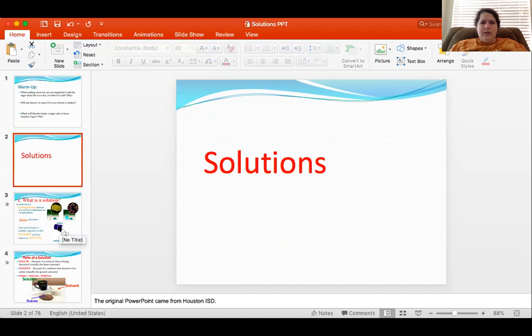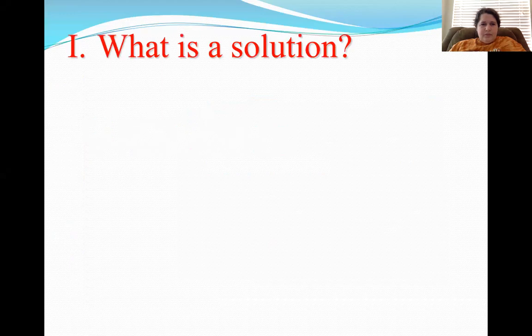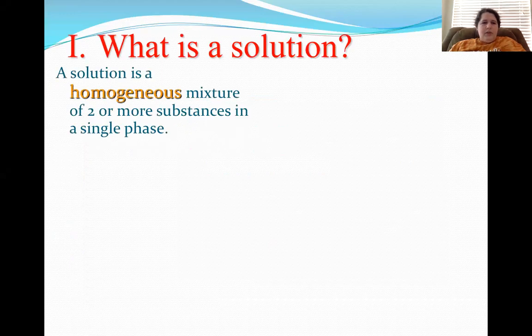So our next unit is about solutions. We're going to be taking a look and seeing what gives solutions their specific properties. A solution is a homogeneous mixture of two or more substances in a single phase. They can be in a solid form, gas form, or liquid form.